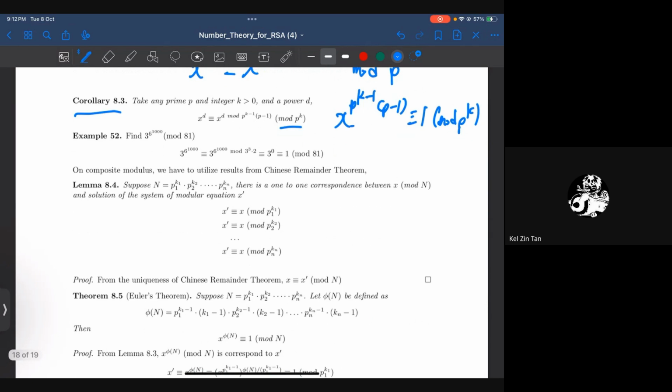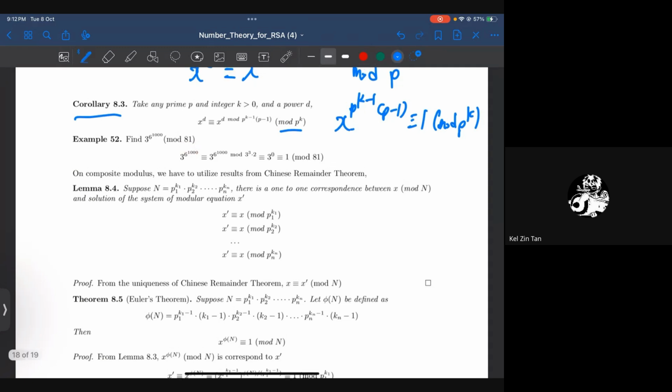And a good example, suppose now I want to find 3 to the power of 6 to the power of 1000 modulo 81. And then 81 can be written as 3 to the power of 4. So p to the power of k minus 1 times p minus 1 would be 3 to the power of 3 multiplied by 2. So 3 minus 1 is 2, and then 3 to the power of 3.